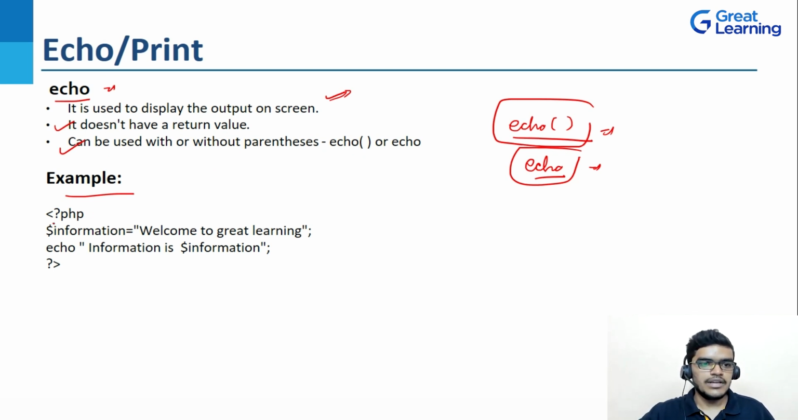So here you can see this is the syntax of PHP. Inside that I have created a variable information, and this is a string variable. I've written Welcome to Great Learning, and then I'm writing the echo function, and inside that I'm writing information is Welcome to Great Learning, right? This dollar information is my variable, so it will print Welcome to Great Learning. So this is the basic idea about echo.